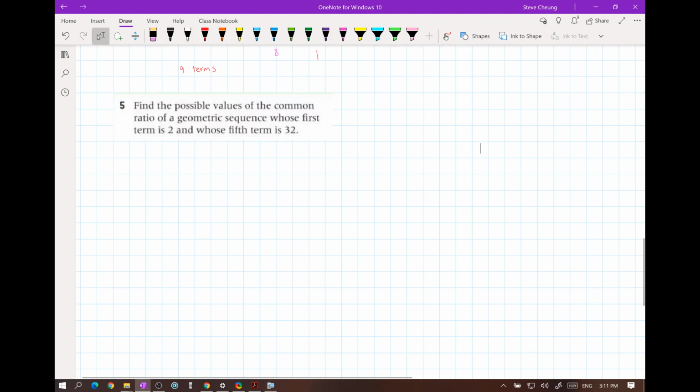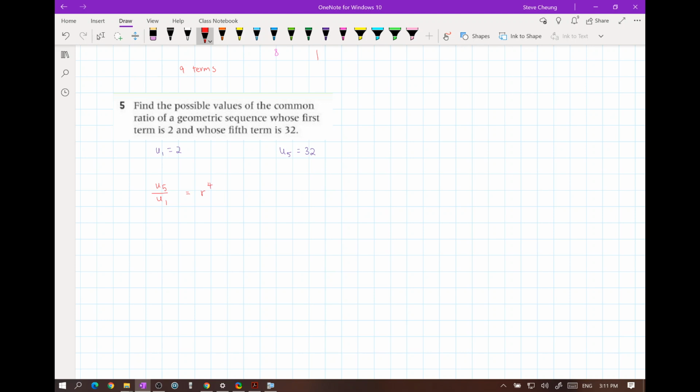Find the possible values of the common ratio of a geometric sequence whose first term is 2 and fifth term is 32. So now we can approach it very similar to what we did in the first question. Here, if I take the ratio between the fifth and the first term, I should get 4 times the common ratio.